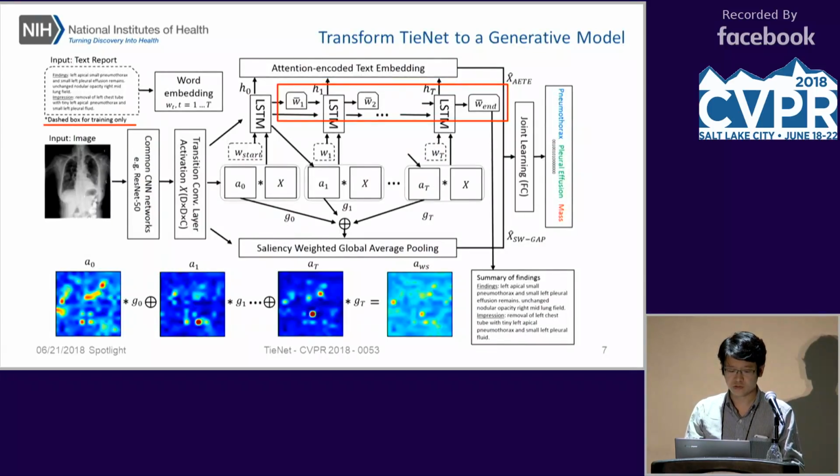In addition to the image annotation task, the proposed TINET architecture can be further transformed into an image classifier and a report generator, when only images are input during testing. In this mode, the LSTM model is switched to a generative one. A radiology report will be output in addition to the image classification results.